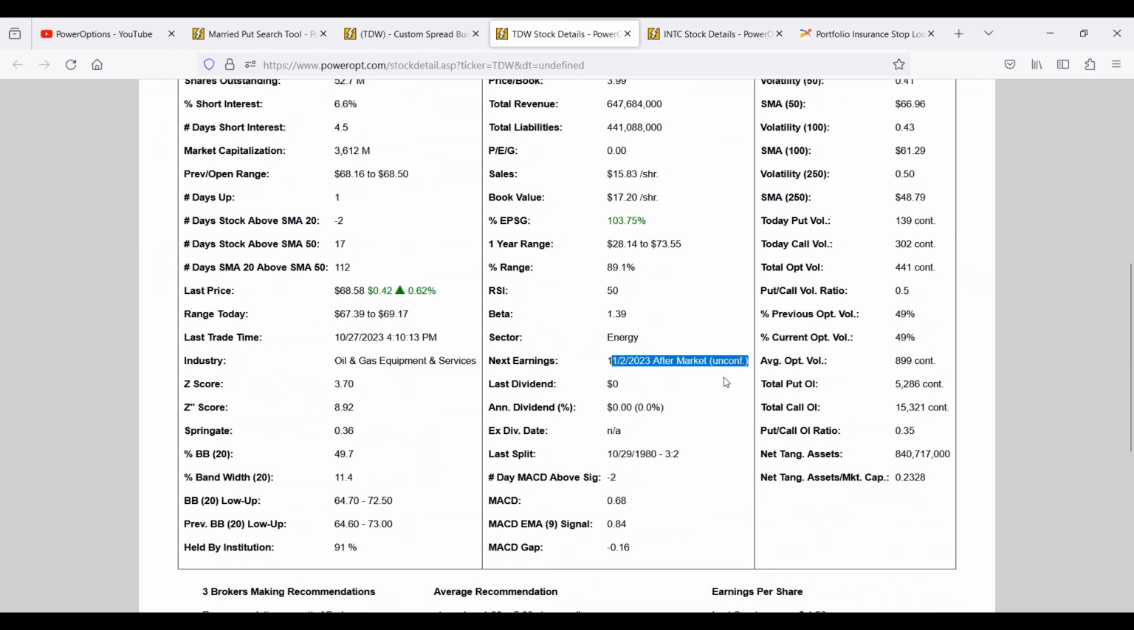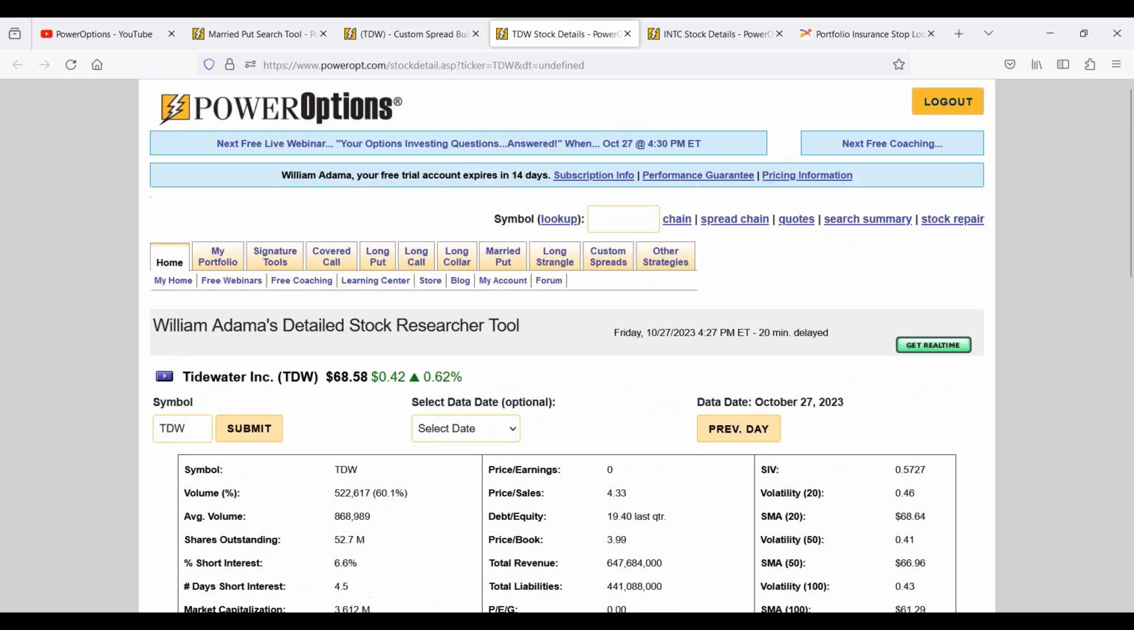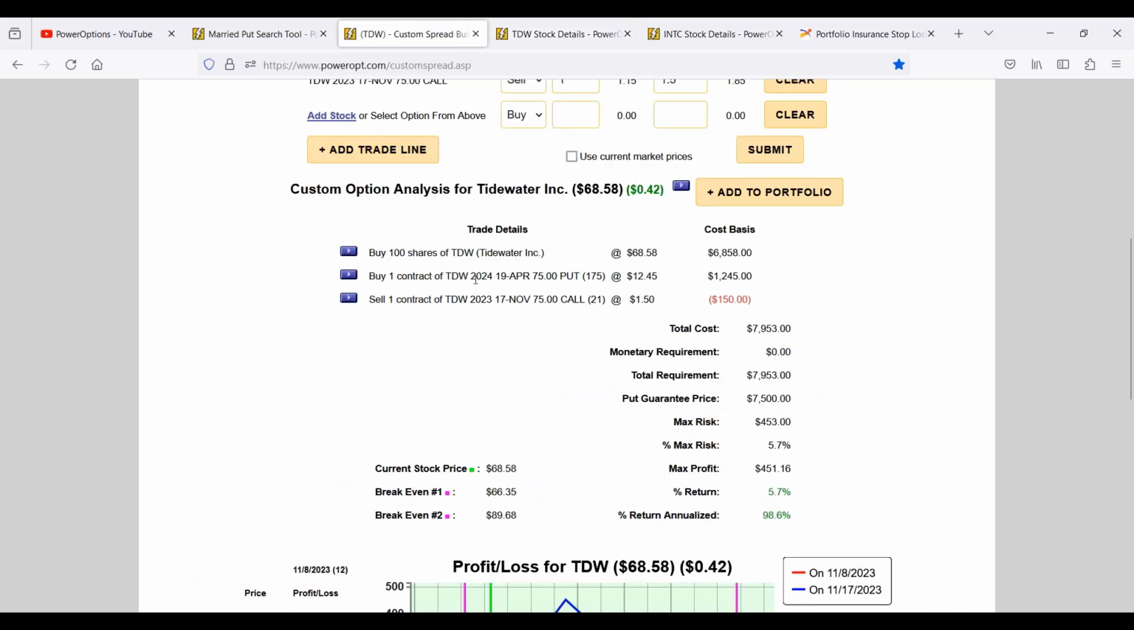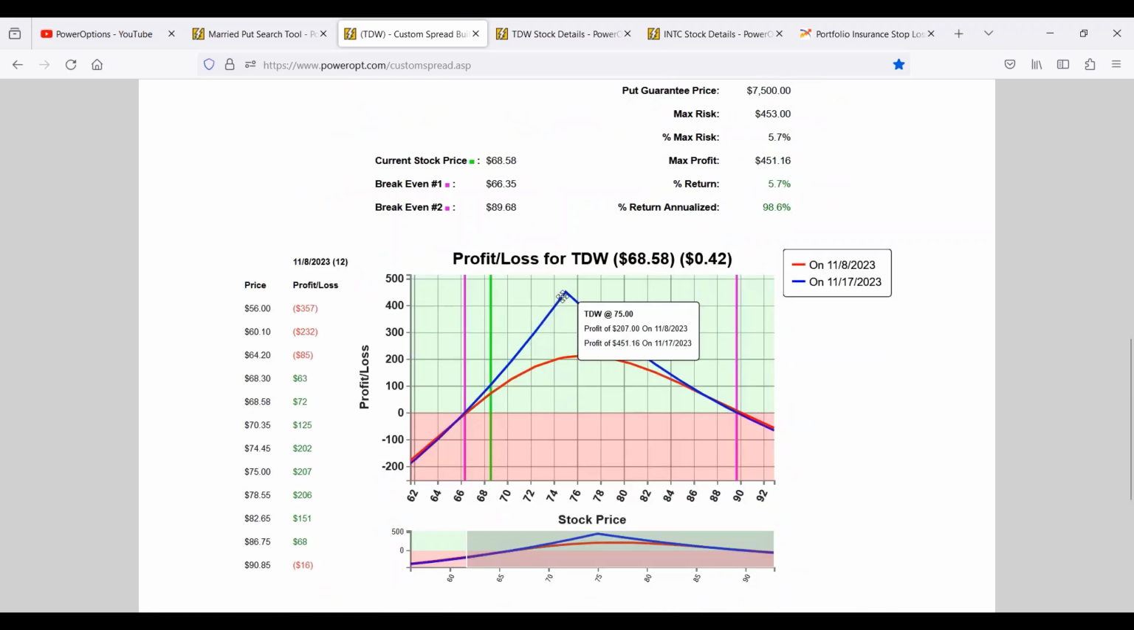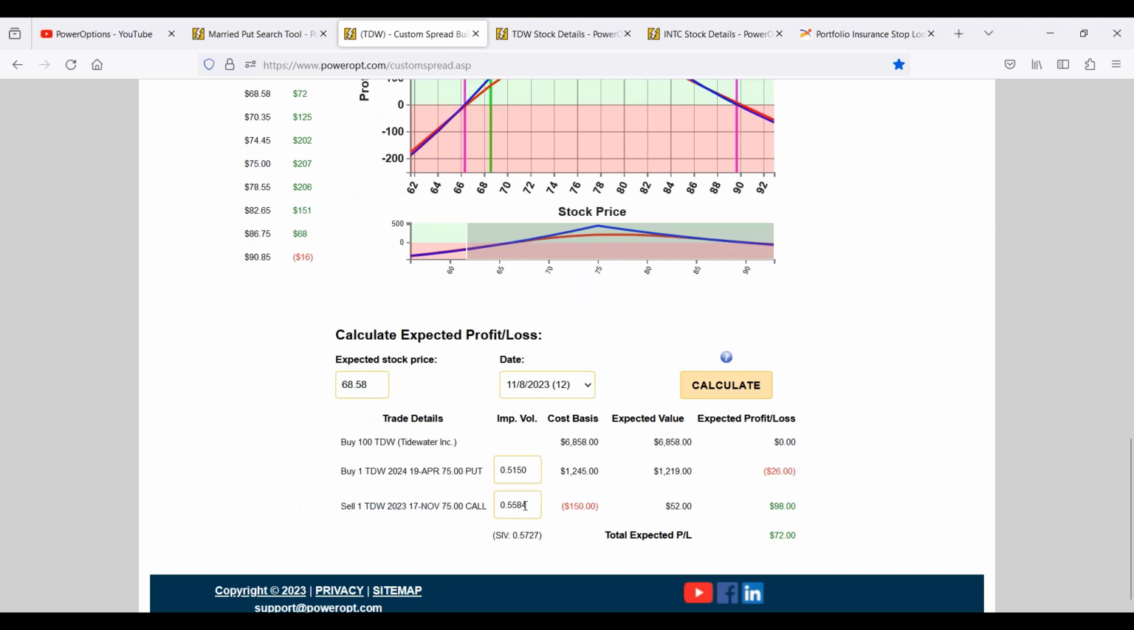11/2 is when the earnings come out. Yes, even the April expiration is going to be inflated. I'm getting a good bang for my buck here, it looks like, on this November call, because the November series is going to be most inflated. I mean, it's 10% out of the money and offering $1.50 on a $68 stock. That's pretty decent at a current IV of 55.84, 0.5584.